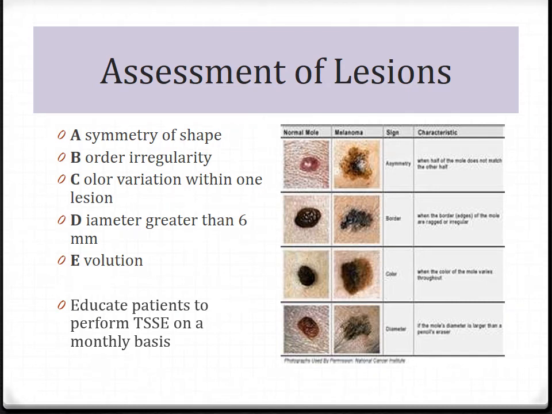Assessment of lesions. Try to remember the acronym A, B, C, D, E. A being, is it symmetrical? Is there symmetry of shape? Or B for border, is it regular or irregular? Color, is there variations within one lesion?